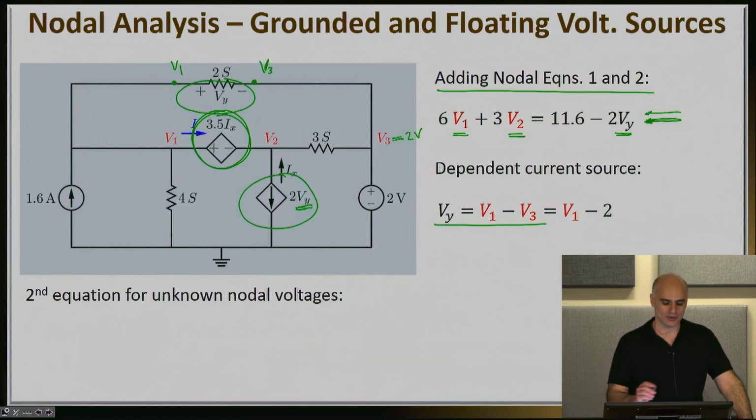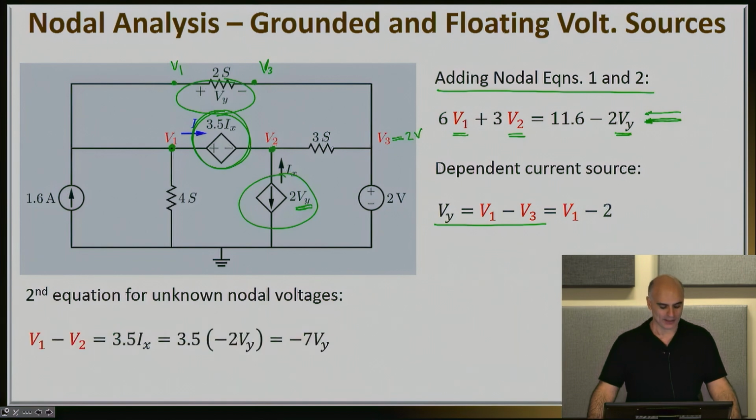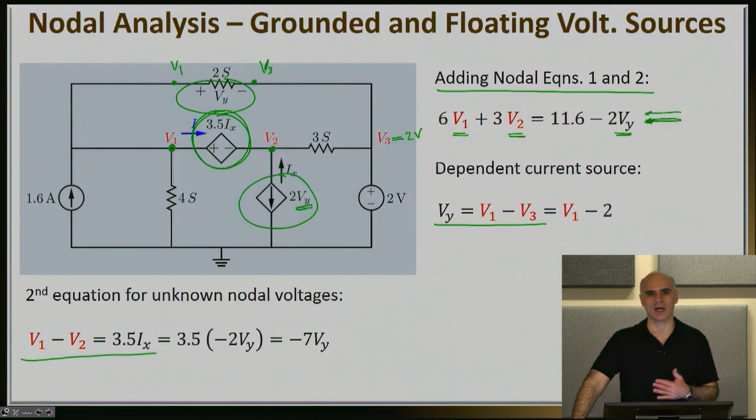This floating voltage source is clearly linking V1 and V2. Why? Because it's enforcing a voltage difference between these two nodes. The nodal voltage V1 is higher than nodal voltage V2 by the amount of 3.5 Ix. So I can write immediately that V1 minus V2 is 3.5 Ix. Now, that's really the equation that you need. If this was an independent source, this equation would have read something like V1 minus V2 is 7, right? And I would be done.